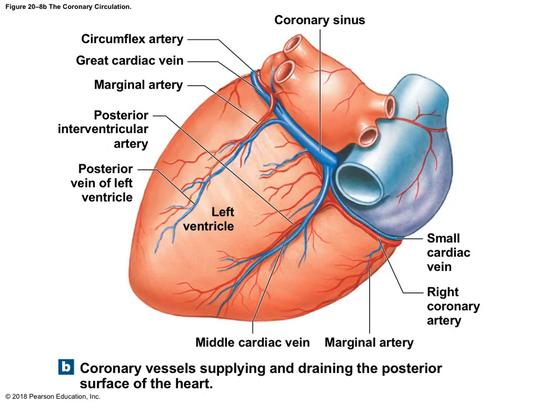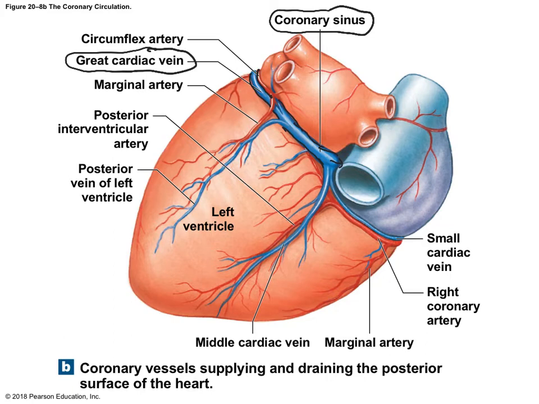And if we look at the back of the heart, we can see this great cardiac vein right here. It started in the front and now it's wrapping its way around. It was in the anterior interventricular sulcus, and it came up towards the coronary sulcus and now it's wrapping around to the back of the heart. It drains into this larger expanded area that we call the coronary sinus. And then the coronary sinus is going to drain into the right atrium.